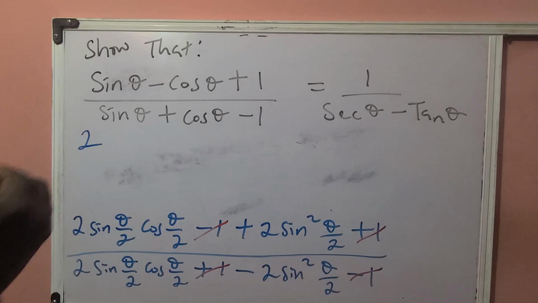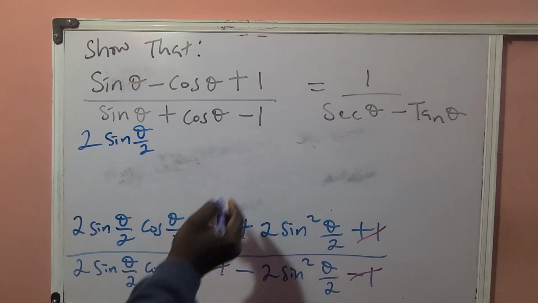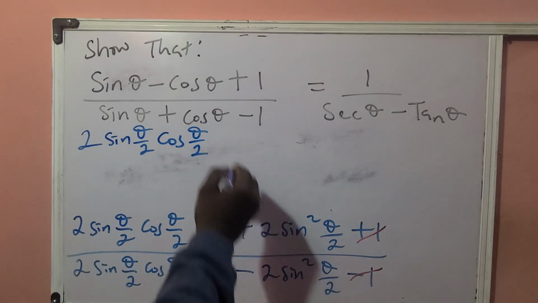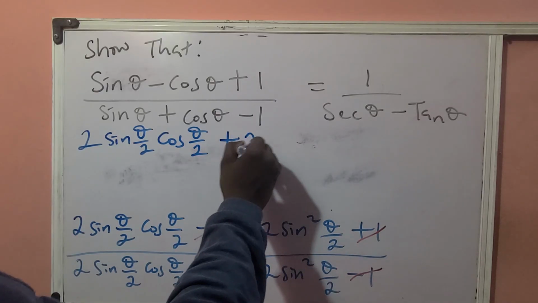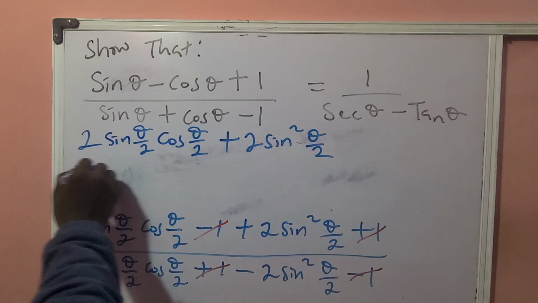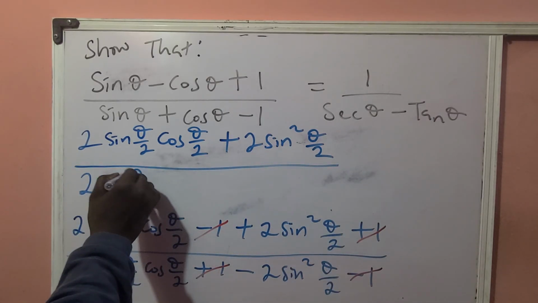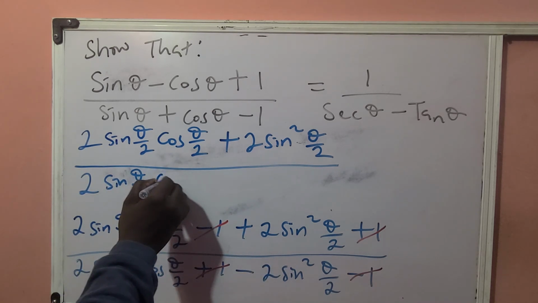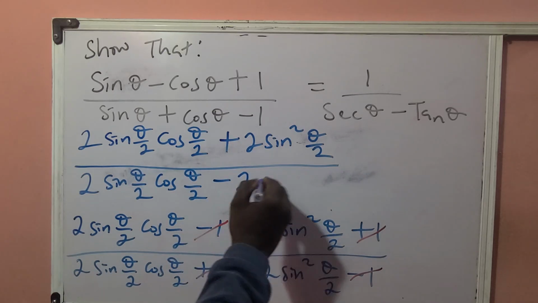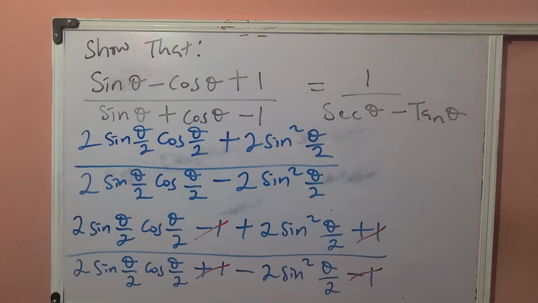So bringing out the resultant, we have 2 sine theta over 2 cos theta over 2 plus 2 sine square theta over 2, everything over 2 sine theta over 2 cos theta over 2. In this case, this is minus 2 sine square theta over 2.